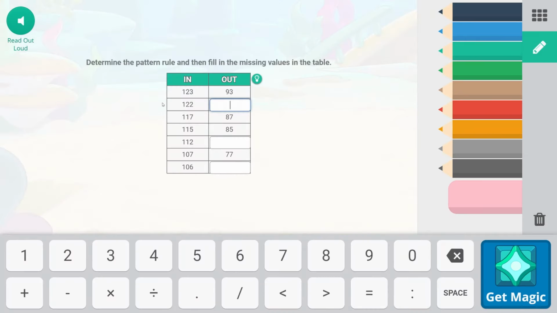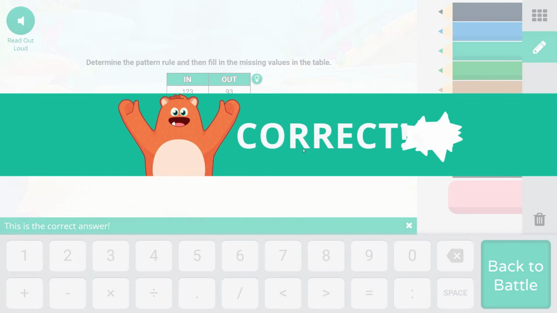And then 123 to 93, that's minus 30. 115 to 85 is minus 30 as well. So 122 is going to be 92. 112 is going to be 82. 106 is going to be 76. Woohoo!